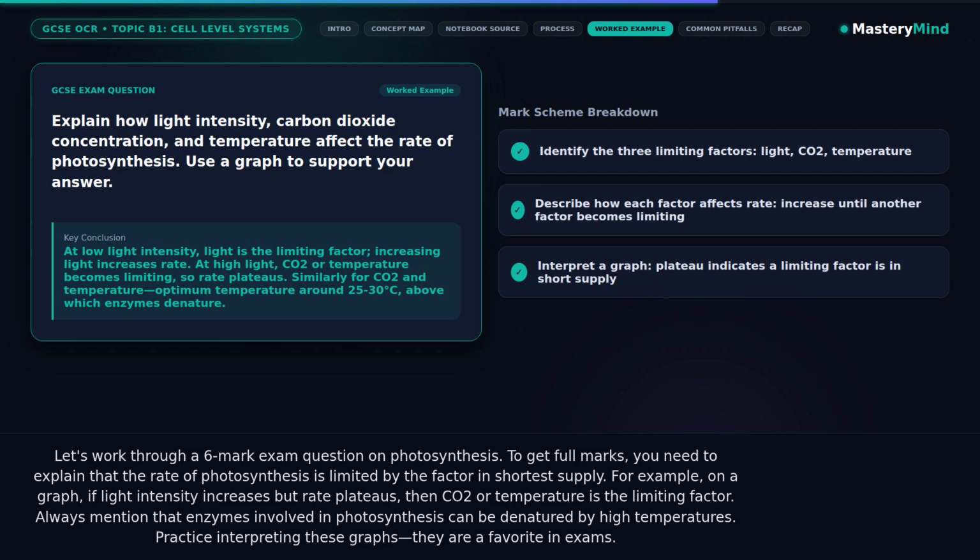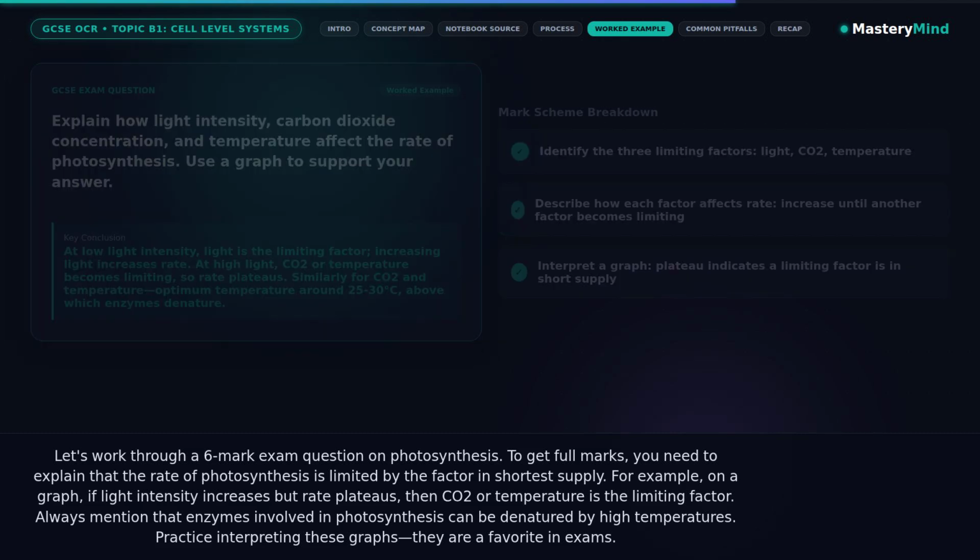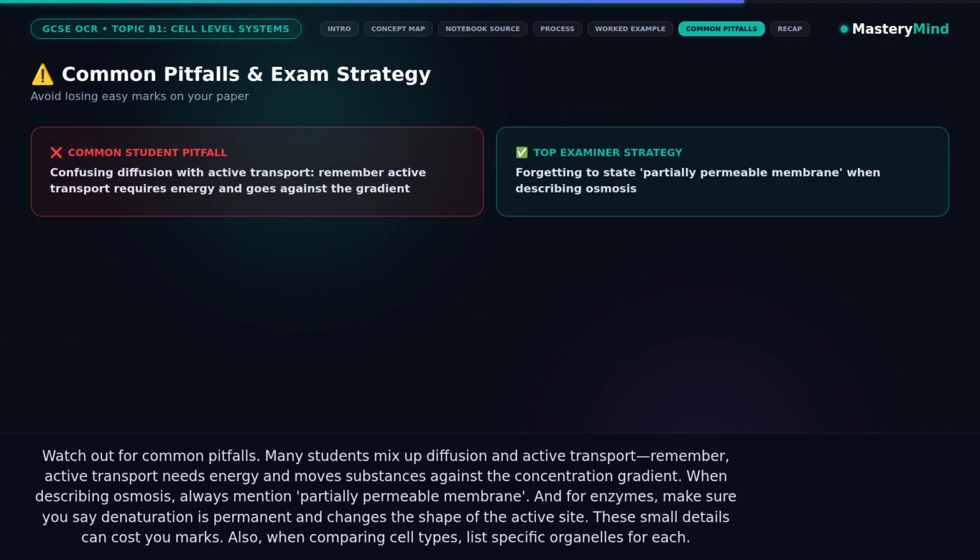Watch out for common pitfalls. Many students mix up diffusion and active transport. Remember, active transport needs energy and moves substances against the concentration gradient. When describing osmosis, always mention partially permeable membrane. And for enzymes, make sure you say denaturation is permanent and changes the shape of the active site. These small details can cost you marks. Also, when comparing cell types, list specific organelles for each.